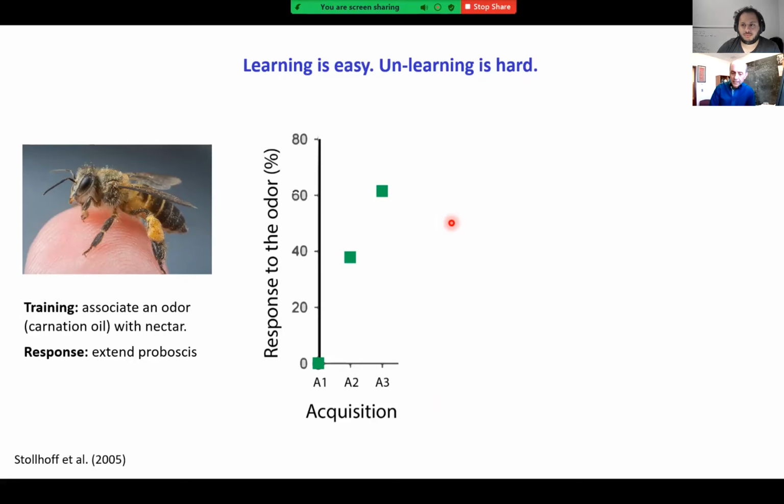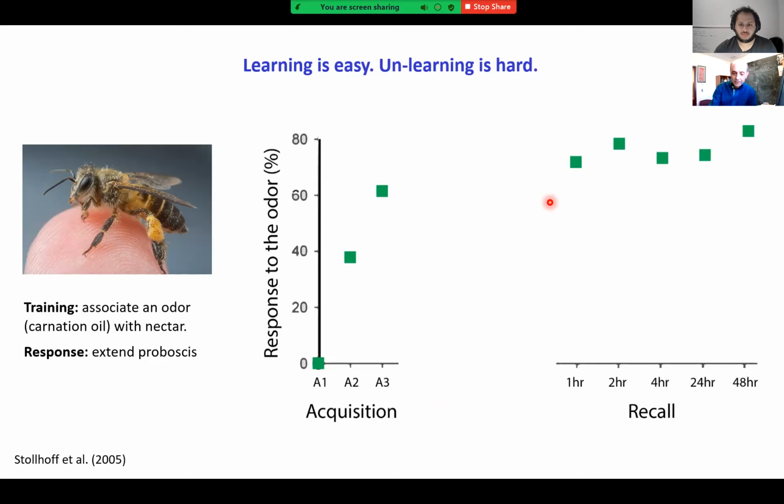I'm going to get nectar for it. So it's going to extend its proboscis upon presentation of the carnation. This is just a form of classical conditioning. All right, so this is how we do learning. And then what you can do is look at the retention of this memory that was acquired, and you see that, an hour later, 2 days later, the animal remembers.